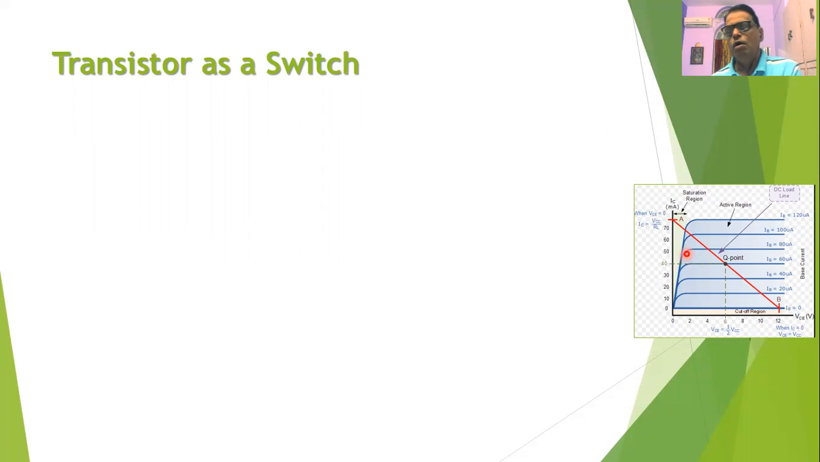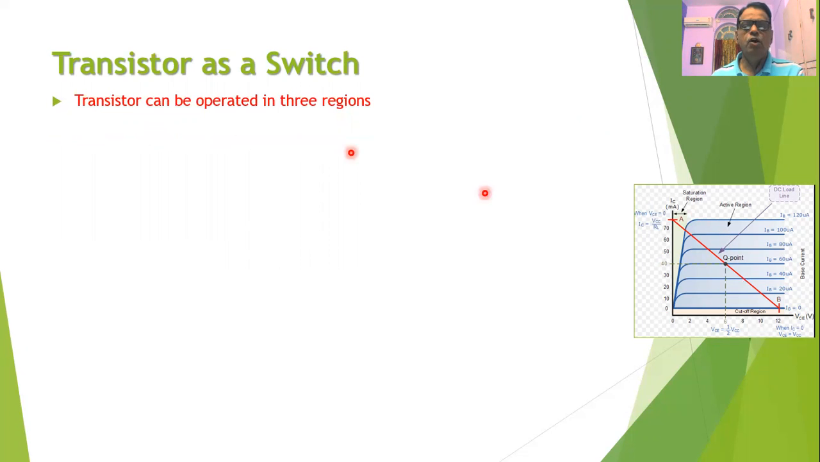Now, we can easily observe that such a characteristic curve will give the three possible regions of operation of the transistor. The region below IB equal to 0 is called the cutoff region. The region for which the collector current IC is maximum is called the saturation region of the transistor. And in between the cutoff region and saturation region, we have another region, and this region is called the active region of the transistor.